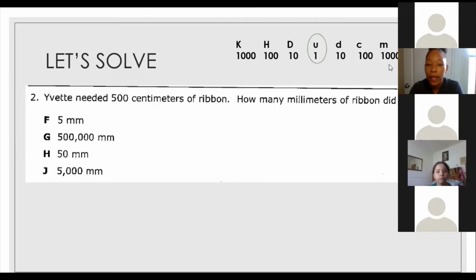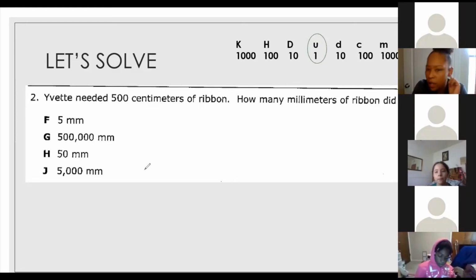All right, guys, what unit am I starting with? Someone share out with me. Meters? Centimeters, right? Good. I'm starting with centimeters, so I'm up here on my chart. How many centimeters? 500. I have 500. Good. It tells me right here in the problem: 500 centimeters that I am beginning with.